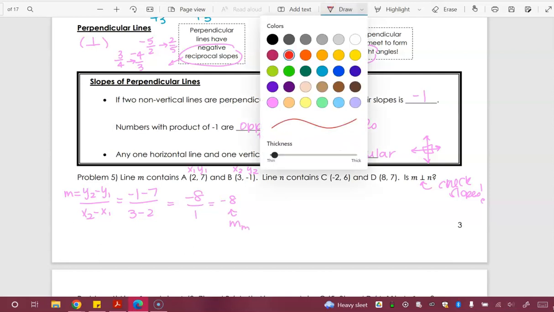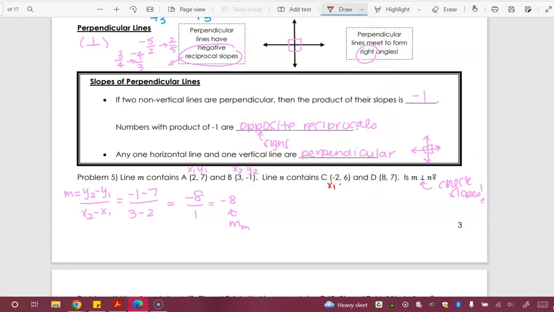And then here we'll label again. X1, Y1, X2, Y2. M equals 7 minus 6 over 8 minus -2. 7 minus 6 is 1. 8 minus -2 is really 8 plus 2. I've got 10. This is my slope for line N. Do we have perpendicular lines? This slope is -8. This is 1/10. And they need to be negative reciprocals. And we can say no.